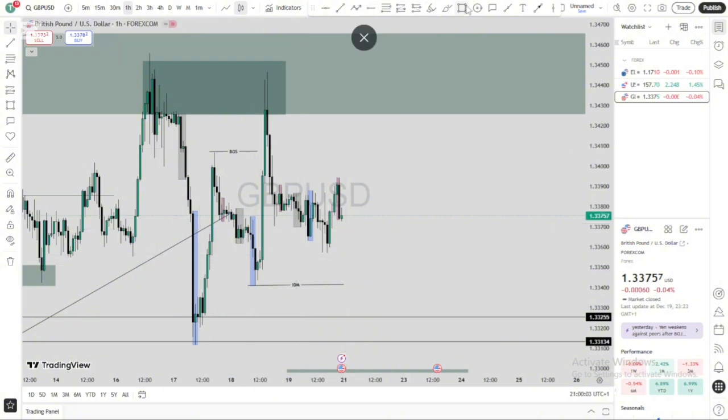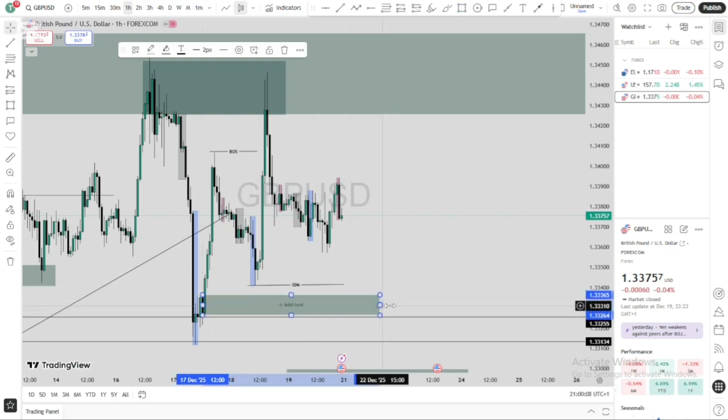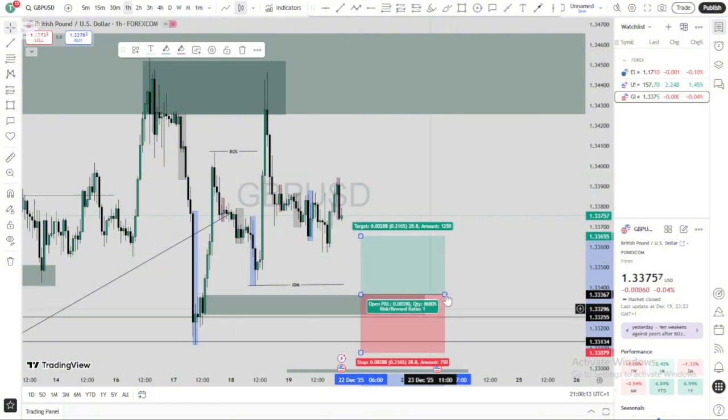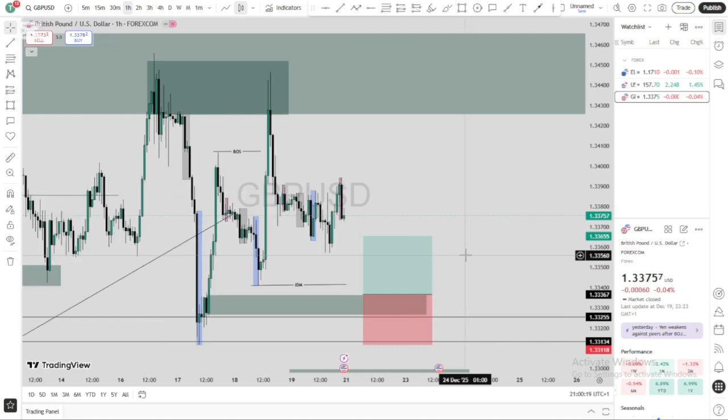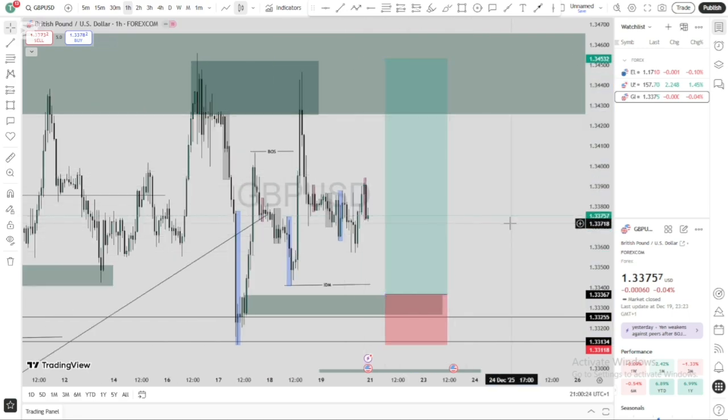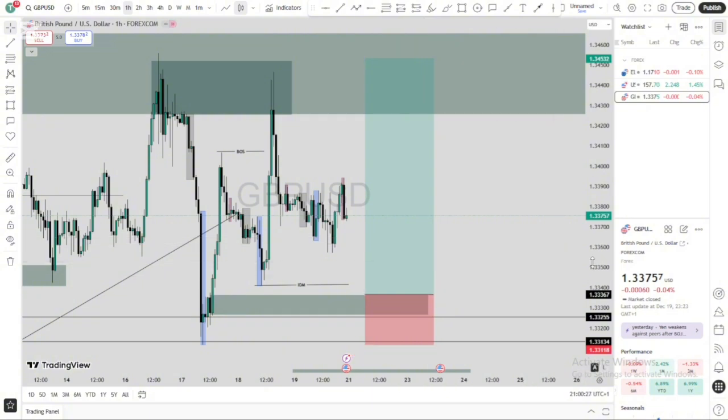So here we have a valid order block at this point. So this is where I'm expecting GBP to come and buy from next week. My stop loss will be at this London low over here. And what? I'll be targeting this high. This is a very good risk reward, a 4.68 risk reward ratio.